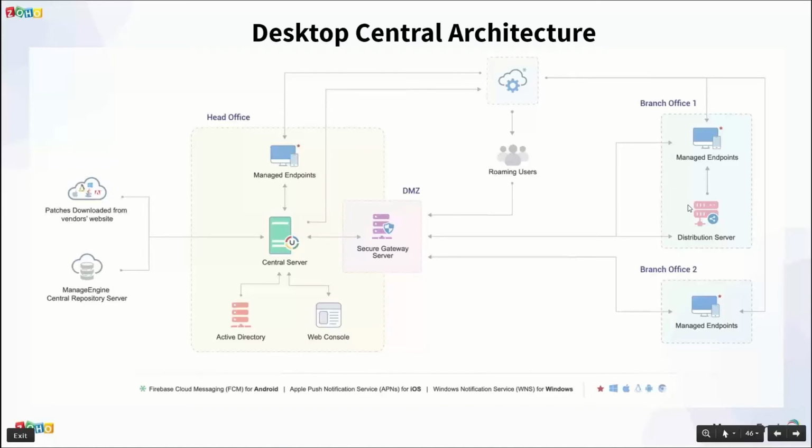This component will act like a distribution point. This component will replicate the data from the Desktop Central server. Once it is replicated, it will push to those local machines, right? So you can have both branch office scenario as well as roaming users. You can have the end users directly connect to my main Desktop Central server.